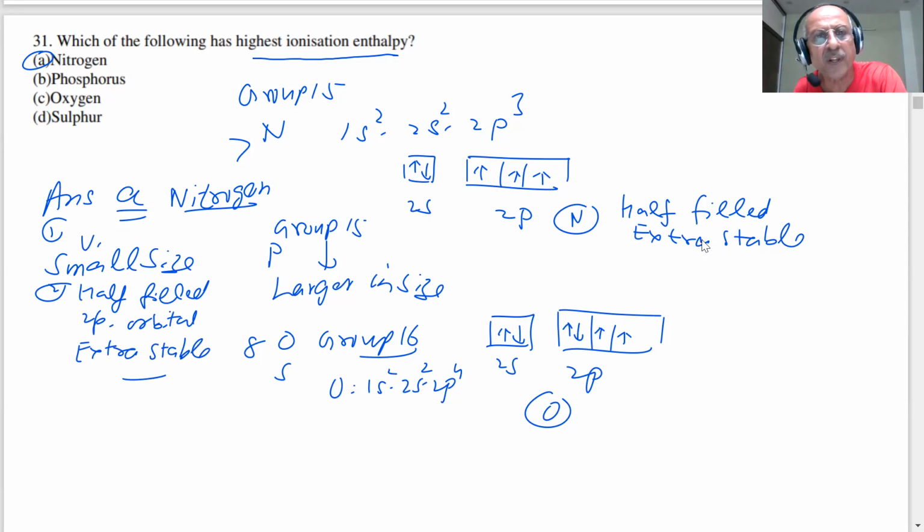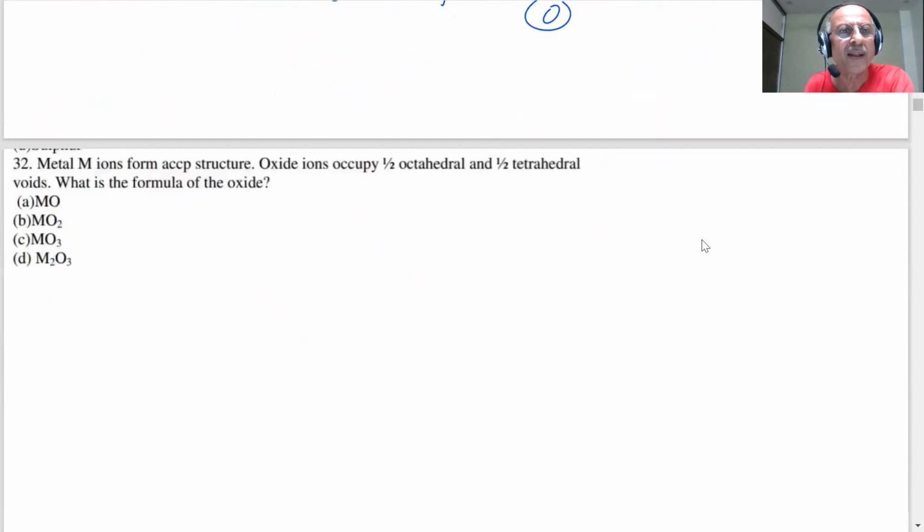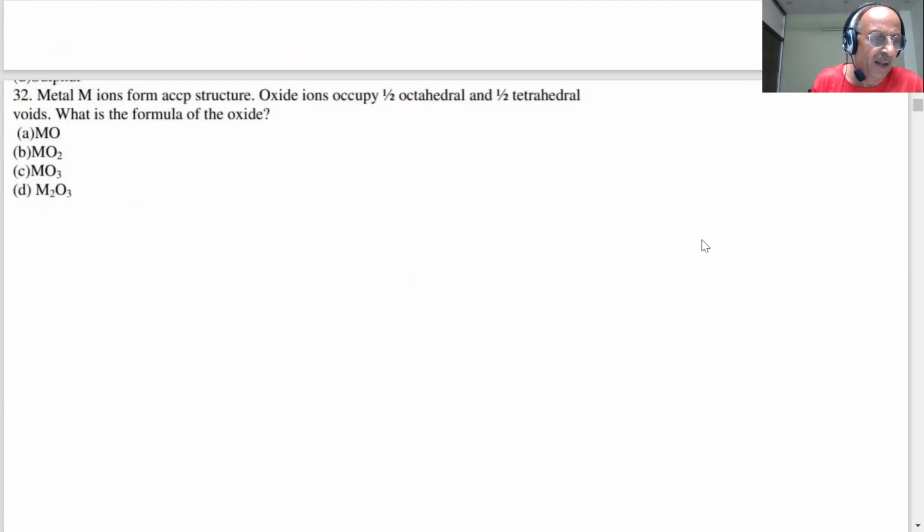Okay, next question, students. Next question is coming, student. Metal M forms CCP. You know what is a CCP? It is a close packed structure, students. And if N is the number of atoms, oxide ions occupy half of octahedral and half of tetrahedral voids.